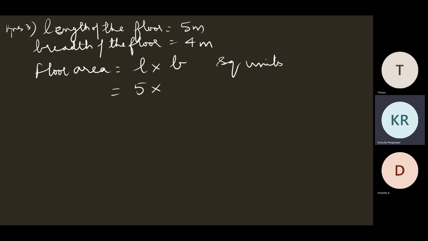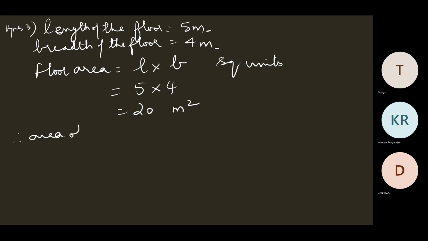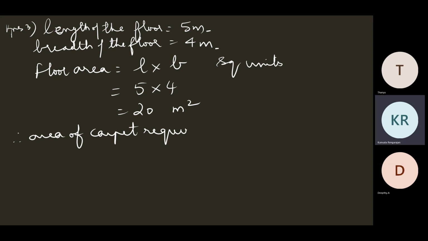Length 5, breadth 4, 20. And the floor area is in meter square, because length is in meter, breadth is in meter. So the floor area will be in meter square. So therefore, area of carpet required or needed is 20 meters square. You should buy so much of carpet.